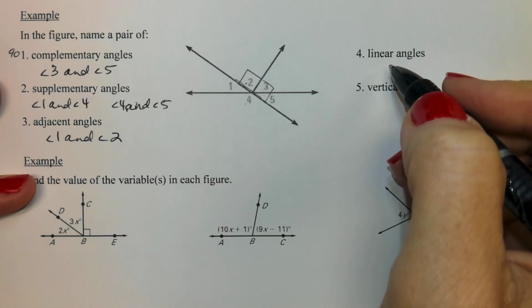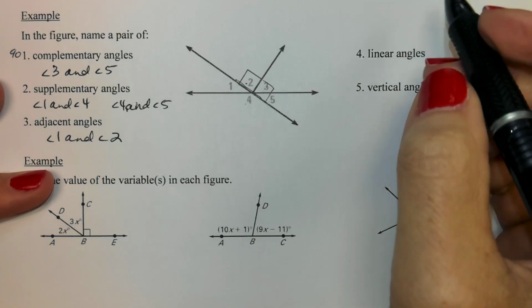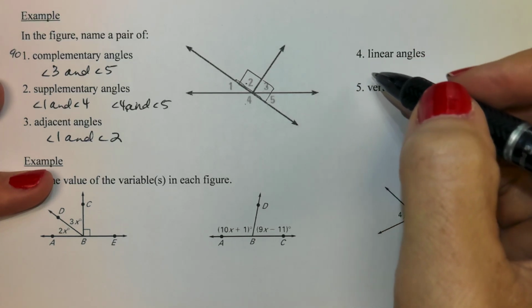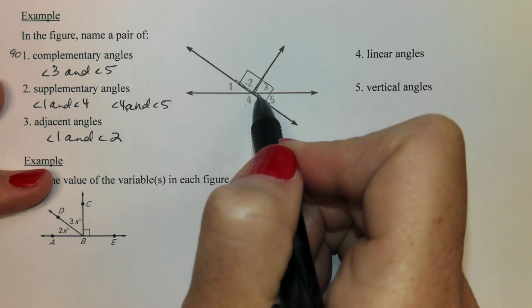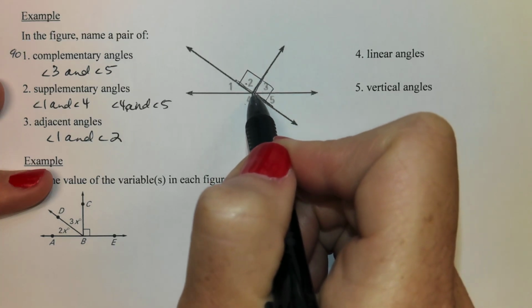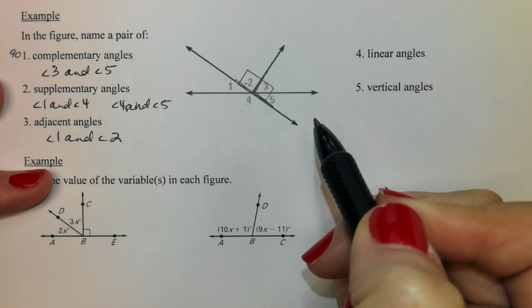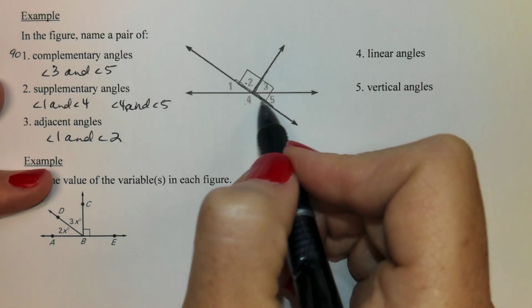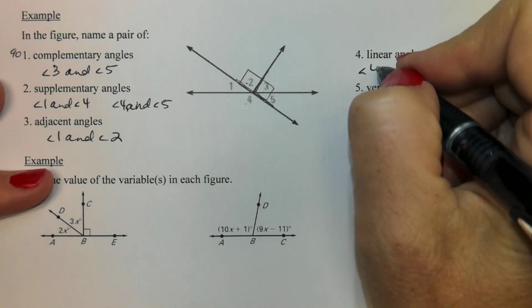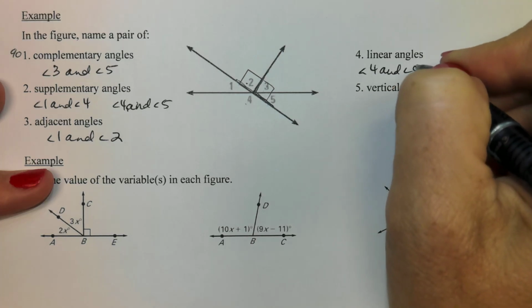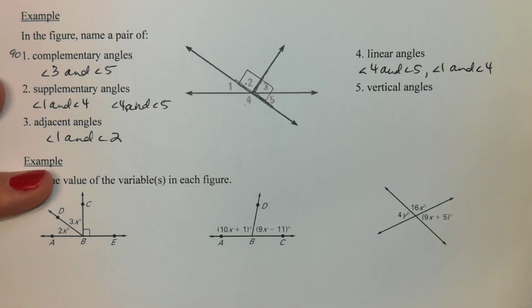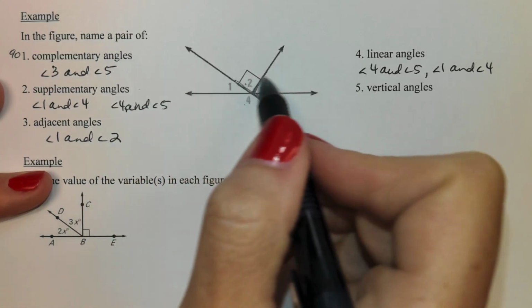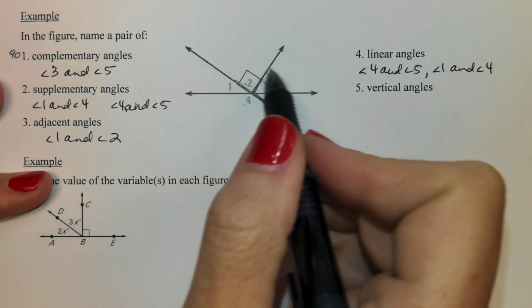Linear angles, you just need some adjacent angles. These have got to touch, and they need to make a straight line. So although 3 and 5 touch, their edges do not make a straight line. It's bent in the middle. So 4 and 5 could be linear, 1 and 4. Not always, but very often your supplementary and your linear are usually the same.